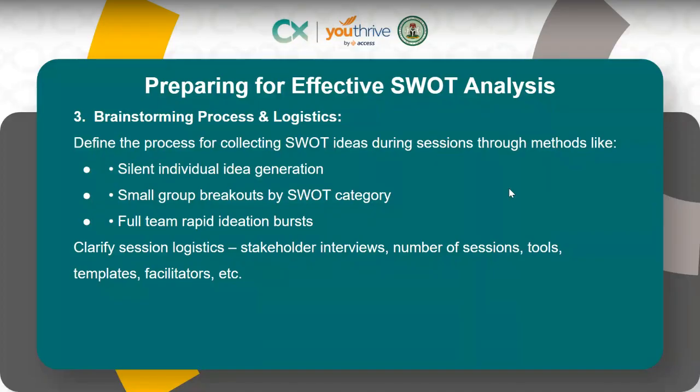Okay, so clarify session logistics: stakeholder interviews, number of sessions, tools and templates, and facilitators. All right.